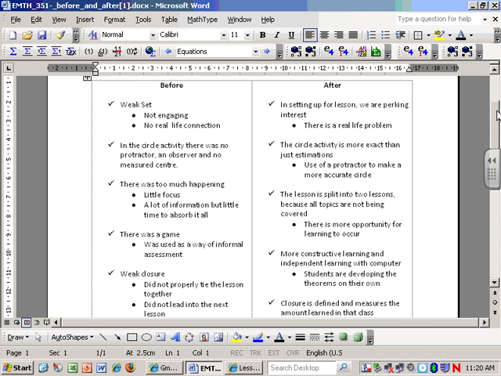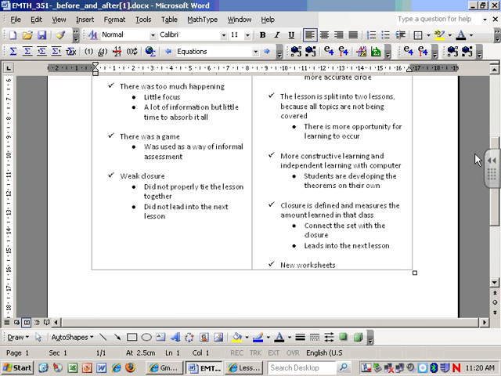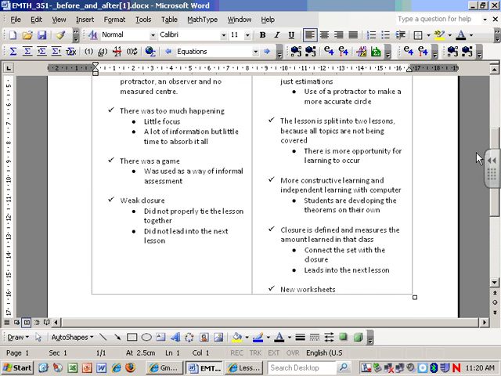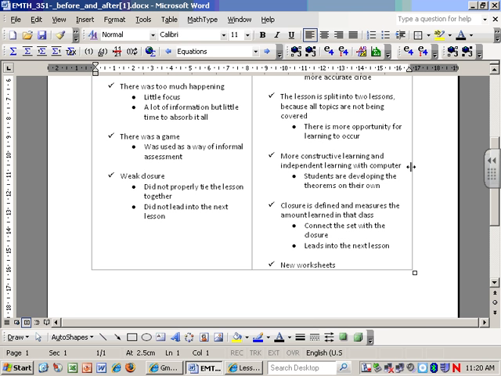And I guess we talked up here about how the circle activity is more exact, like Kerri was saying, just to help prove to the students that they're not just seeing that the angles are close, it's actually the same angle. And more constructive learning and independent learning. Students are developing the theorems on their own.